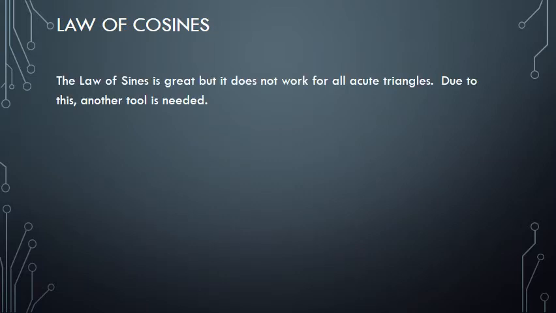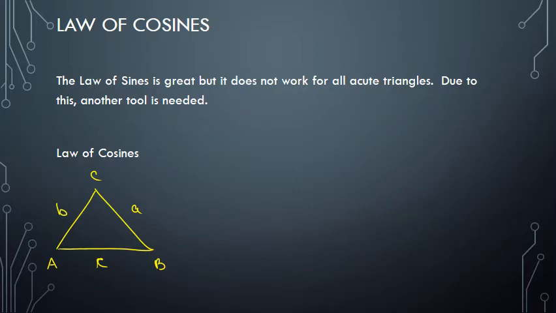That is why there's such a thing as law of cosines. Like I just said, the law of sines is great, but it does not work for all acute triangles. Due to this, another tool is needed. That tool is the law of cosines, also referred to just cosine law, so whatever you want to say. If you're given a triangle ABC with sides a, b, and c, remember the corners, the vertices, are capital letters, and the side lengths are lowercase, and if your angle is A, then the side opposite it, the side across, is little a. So that's how that works.